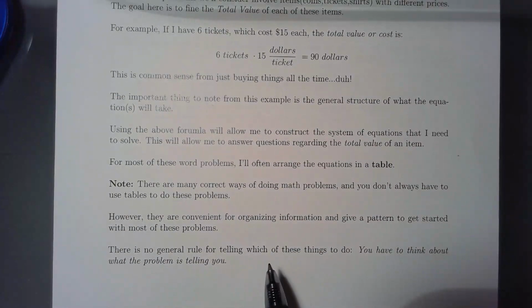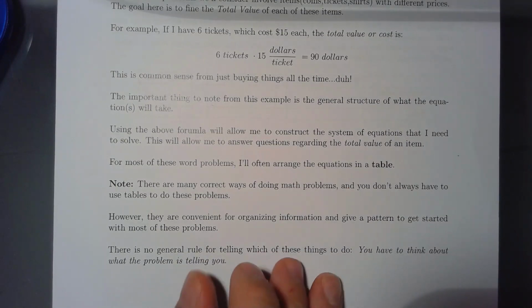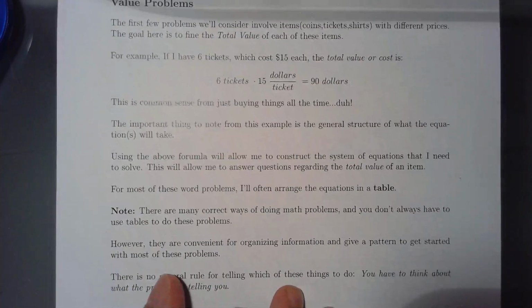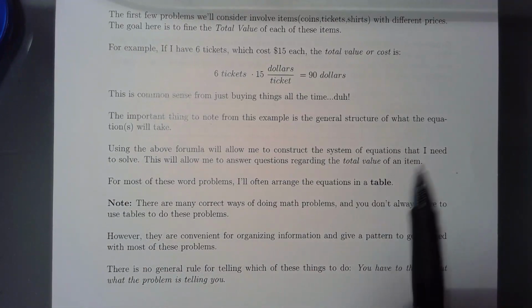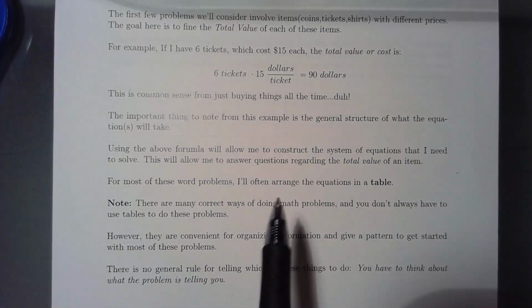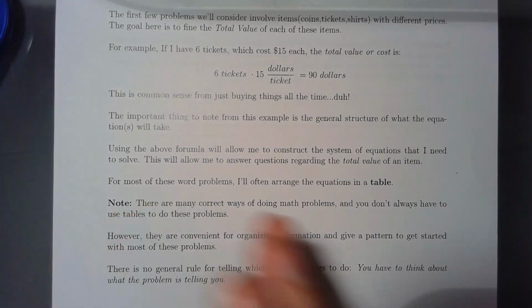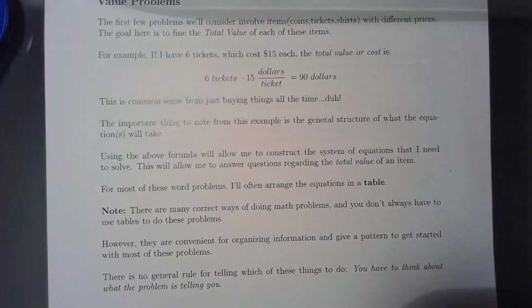And that leads me to this last thing here. There is no general rule for telling which of these things you have to do. You have to think about what the problem is telling you. In my particular opinion, I think constructing a table to organize this information in a word problem is very efficient. It's convenient, it organizes the information, and then you could follow along pretty easily. That's my opinion. But everybody's different.